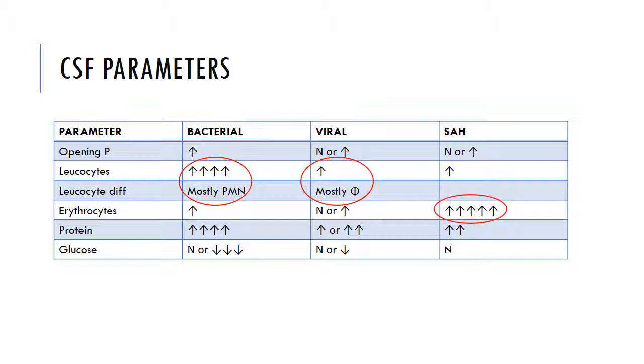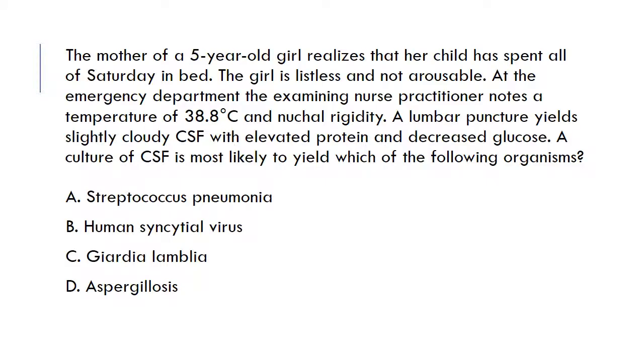And then this one, subarachnoid hemorrhage, is just to show you that you don't generally do a CSF, but you can, and you'll just get lots and lots of blood. Makes sense, right?